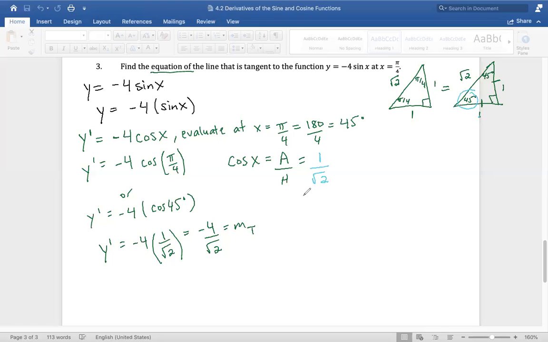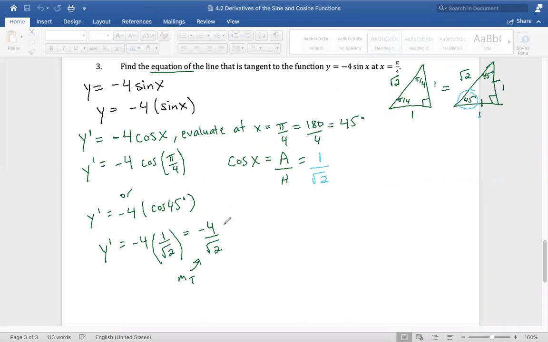This would have been the end of question 2, but now I need to use the slope to get my equation. Just to help set you up, we don't want a radical in the denominator, so I want to rationalize this. I'm just going to erase this and write it out this way, that is my slope of the tangent.